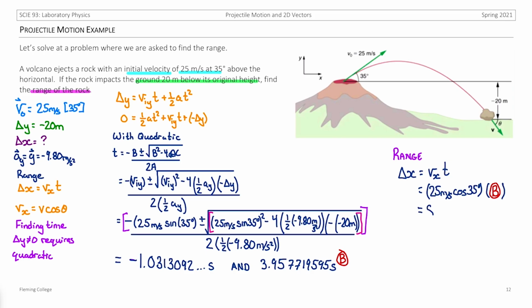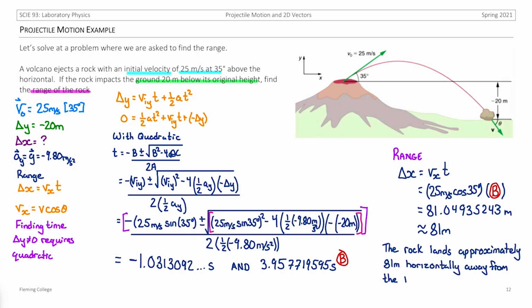And then my calculator does the calculation, tells me that we get 81.04935243 meters. And looking at significant digits, we're going to say that this is approximately 81 meters, which lets us make the statement, the rock lands approximately 81 meters horizontally away from the volcano. No, this is not a full displacement. This is just a horizontal displacement. So it only looks at how far it's moved in a straight line along the bottom of the image.